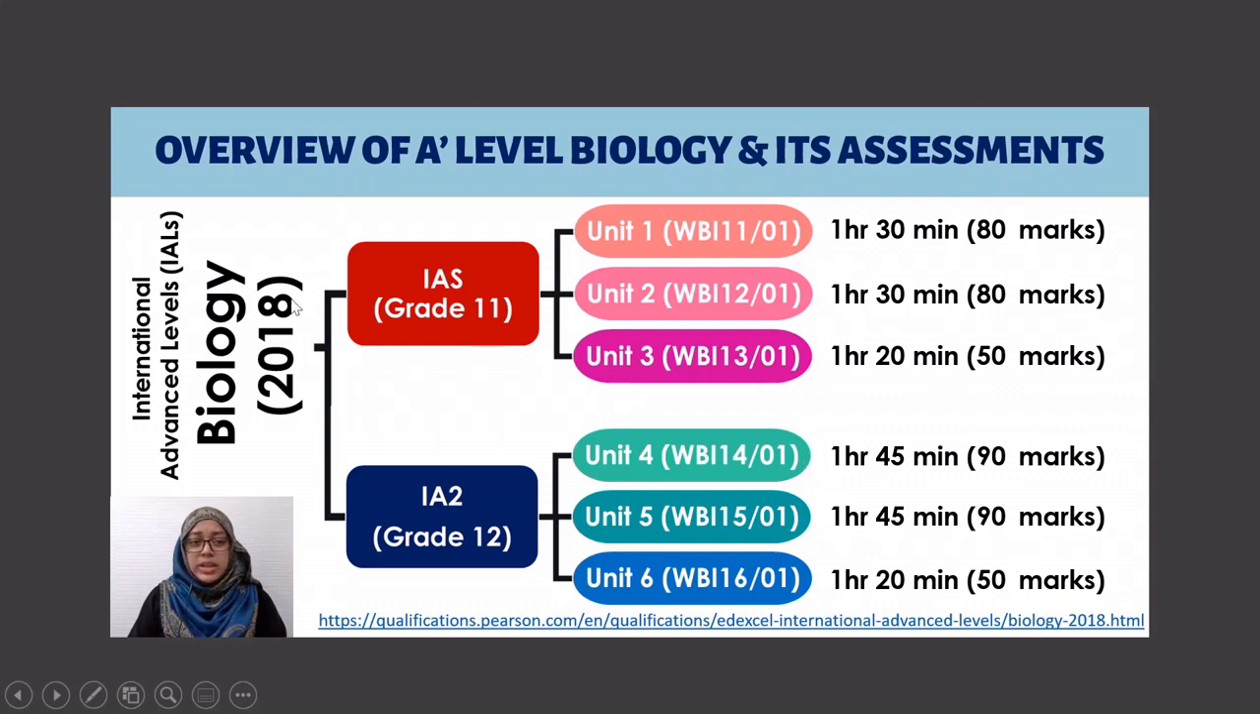Another thing to remember is, since you're doing the new IAL syllabus, that is IAL Biology from 2018, your unit codes are slightly different from the ones that you would have in your current past paper booklets. For example, Unit 4, you're sitting for the WBI 1401 paper, which would not be what you would have in the past paper booklet. And as you can imagine from that, that means there are definitely some changes to the content itself, but for the most part it's the same.